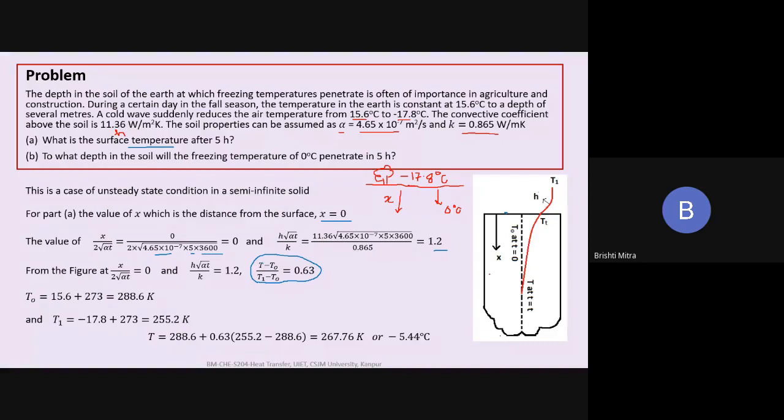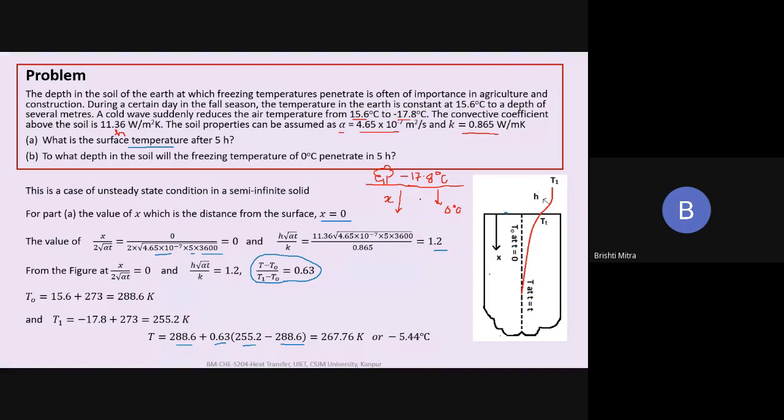Put it in this expression. So T is equal to T naught, which is 288.6, plus 0.63 multiplied by (T1 minus T naught). T1 is equal to 255.2 and T naught is equal to 288.6. So this term essentially becomes a negative term. So the temperature comes out to be 267.76 Kelvin or minus 5.44 degrees centigrade.